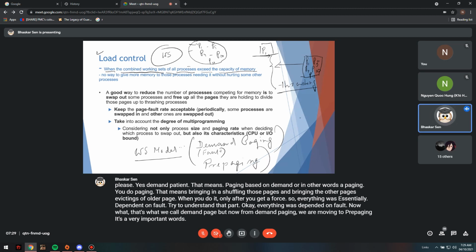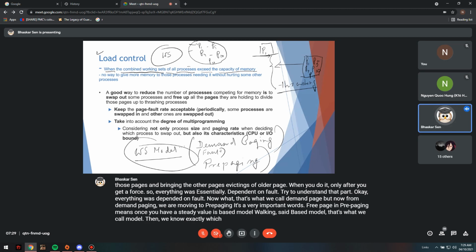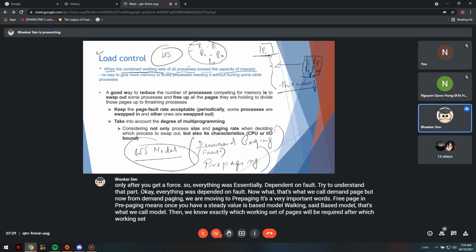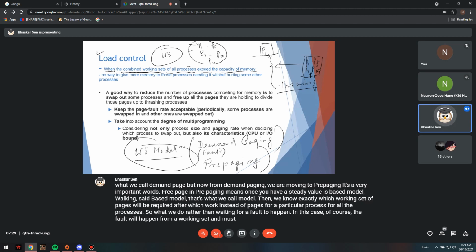Pre-paging. Pre-paging means once you have a steady working set-based model, that's what we call the model, then we know exactly which working set of pages will be required after which working set of pages for a particular process, for all the processes. So rather than waiting for a fault to happen, in this case, of course, the fault will happen from a working set and must be replaced by another working set.